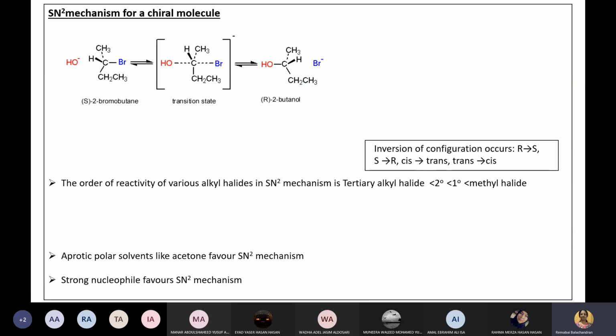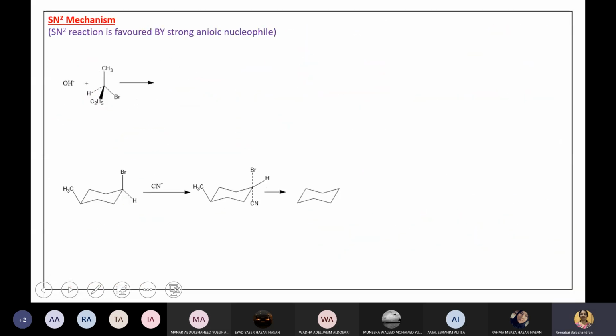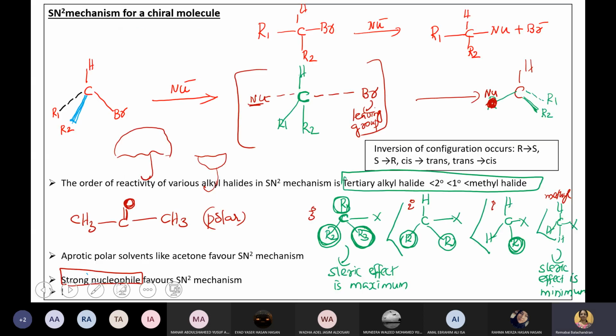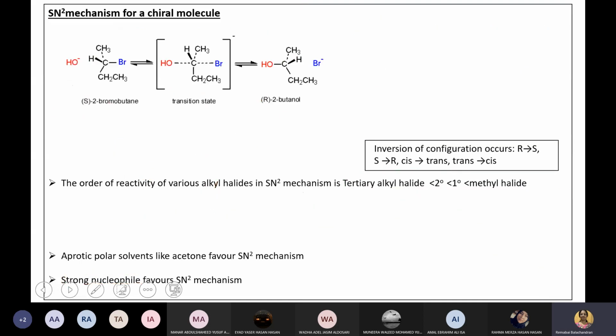Here, suppose the molecule is a chiral molecule. If it is a chiral molecule, what will happen? Just a minute. We'll do SN2 first for a chiral molecule. After finishing SN2, we will do SN1. Look here, but before that, I just want to tell you something.